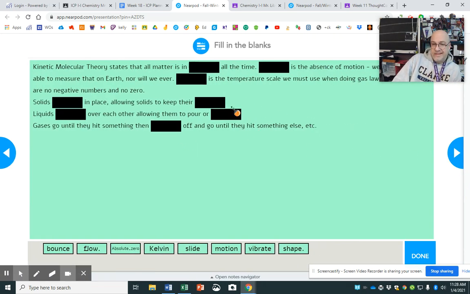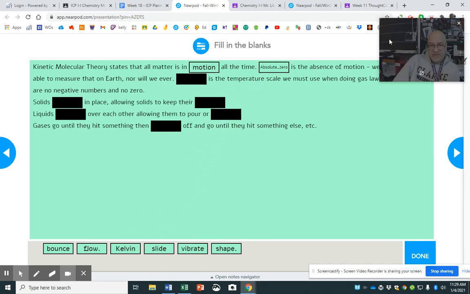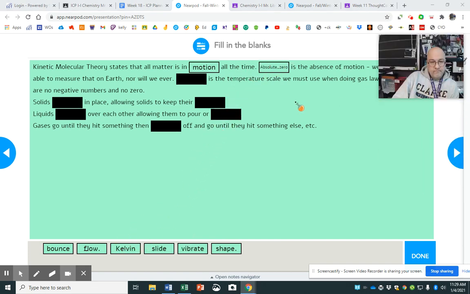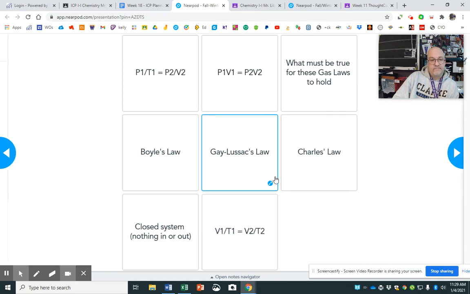Fill in the blank. These are the exact words from your notebook. All matter is in motion all the time. Absolute zero is the absence of motion. We've never gotten there and we never will. All right. So you fill those in from your notebook. These are straight from your notebook.